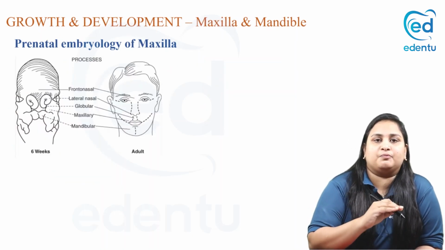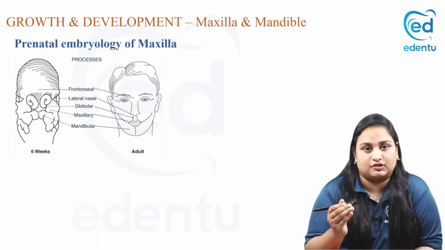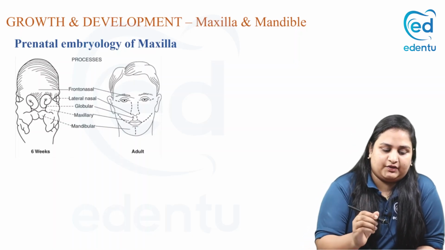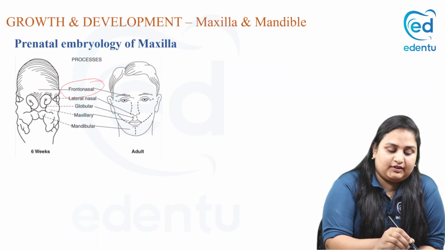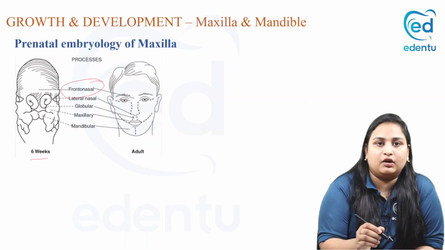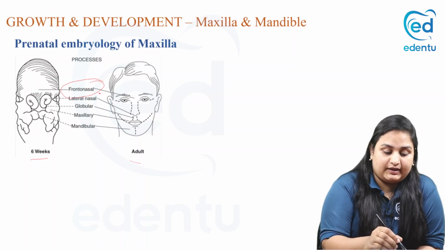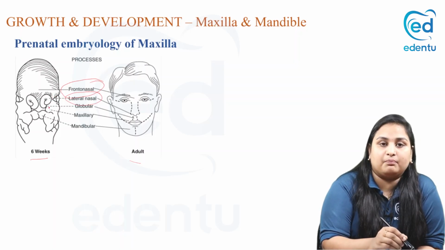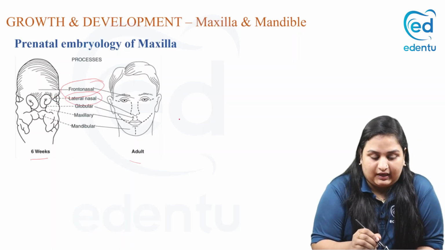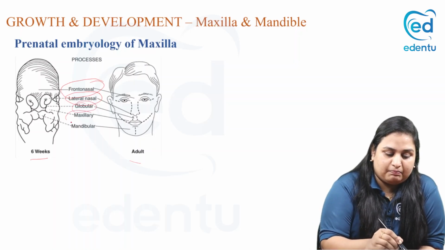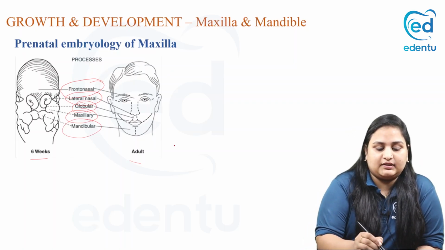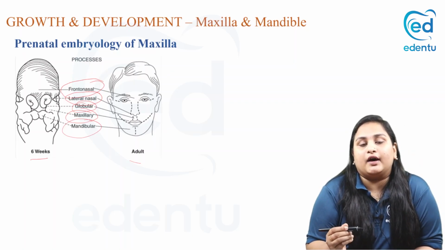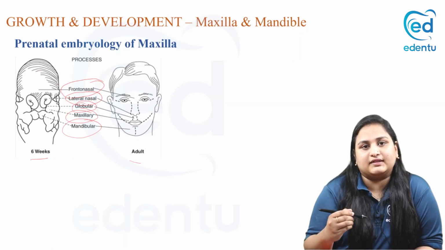Let's see which processes later develop into which structures or organs. First we have the frontonasal area, which is demarcated within the embryo at 6 weeks. It's fully grown in an adult. The lateral nasal process is not so prominent in an embryo, but is fully developed in an adult, as are the globular, maxillary and mandibular processes.